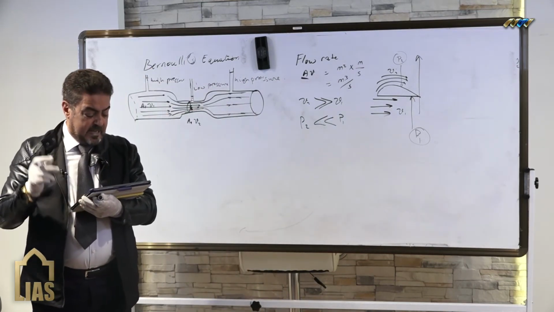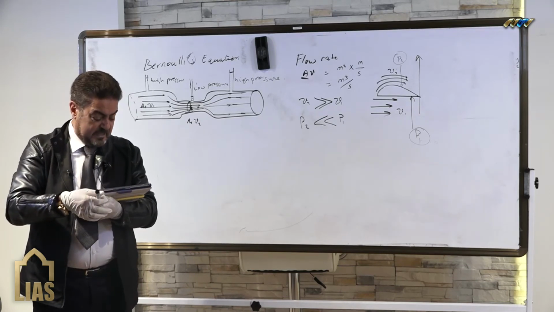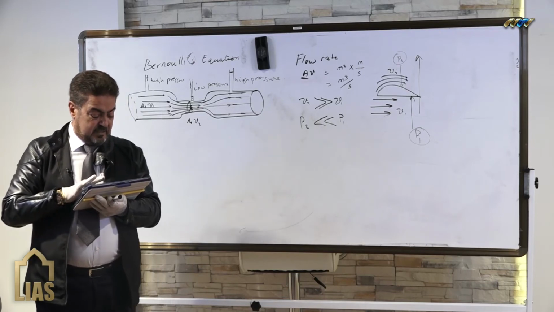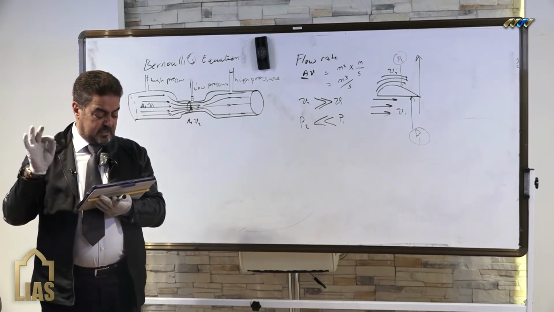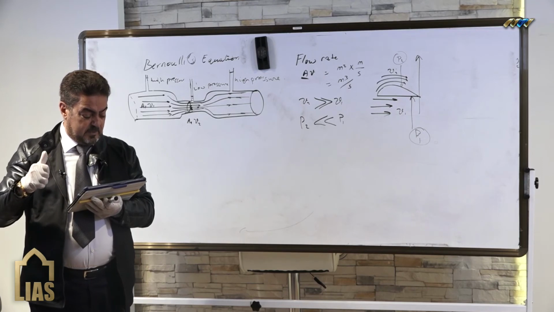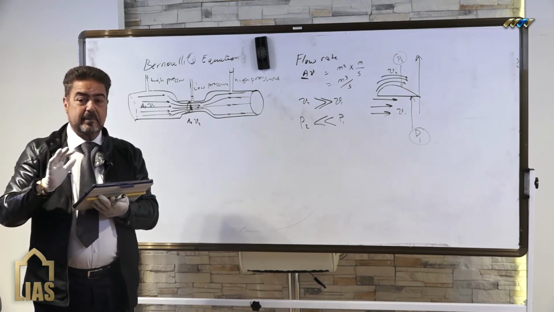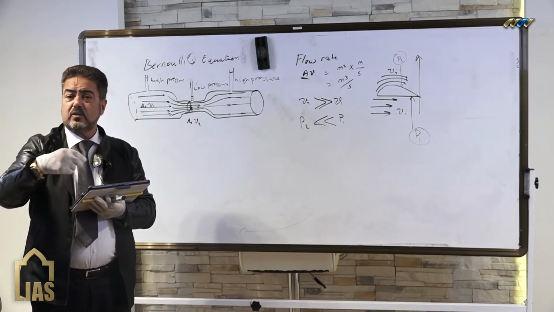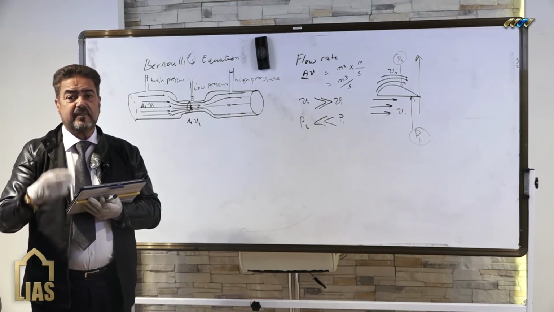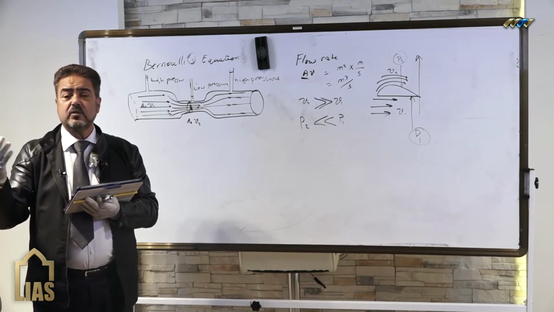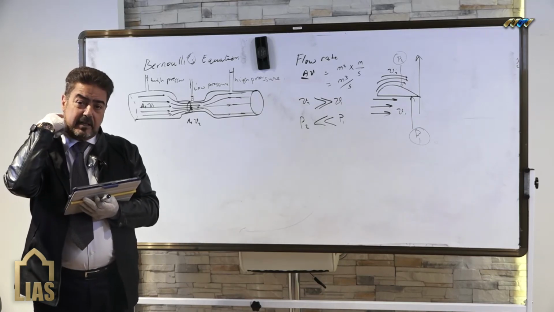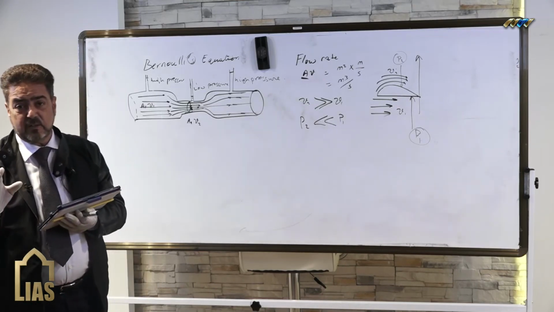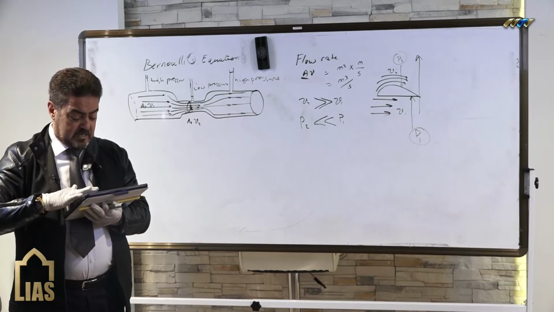Okay, if specific values are given, the values will be used. Because they don't give you any figures, then he will use only symbols, like V1, V2, A1, A2, P1, P2. He doesn't give you values. Then use the same symbols.